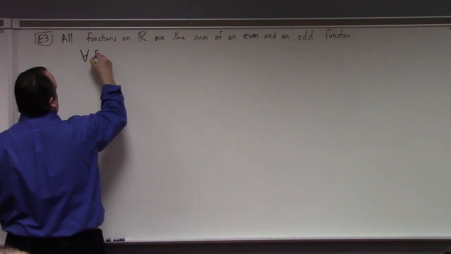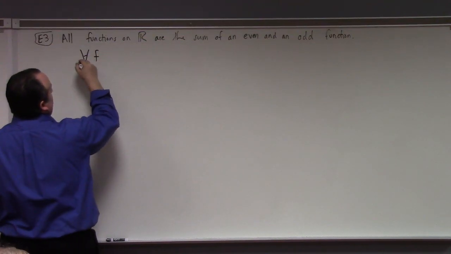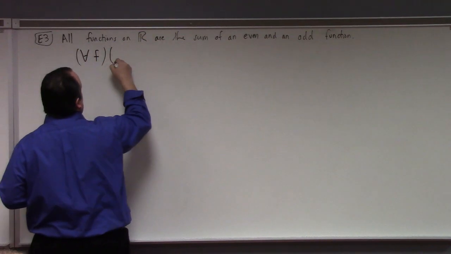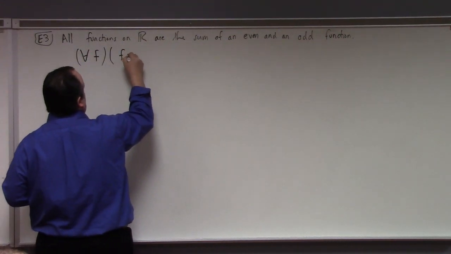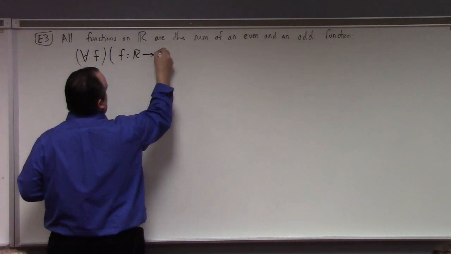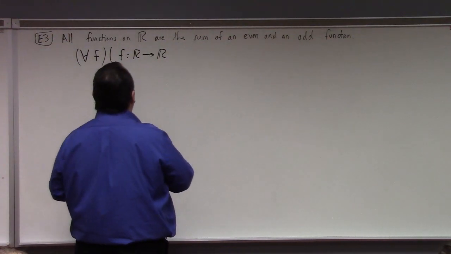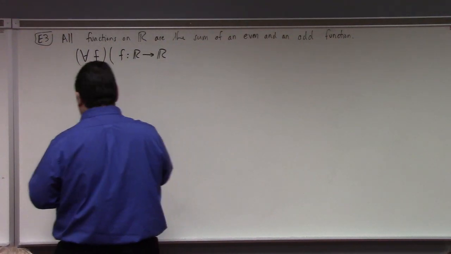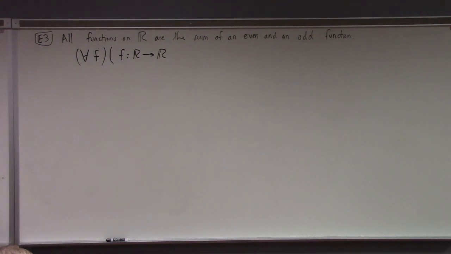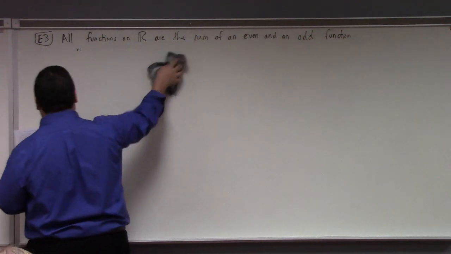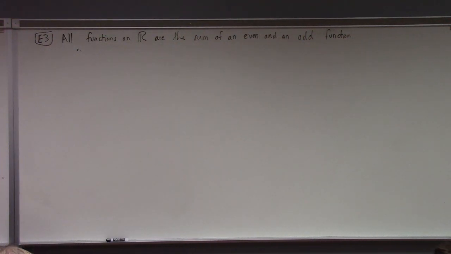Functions, for all f, let's see here, such that, so we have f as a function on R to R, right? Sorry, I have a mental block here. Let me erase that. I don't like what I wrote. Where's my eraser? Hiding. All right, what did I do?